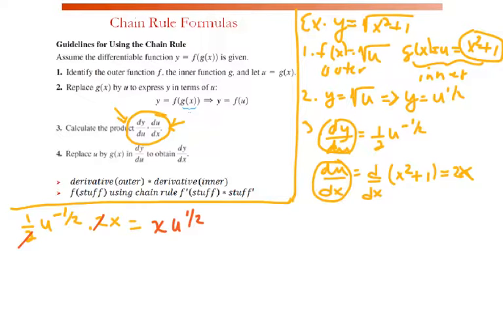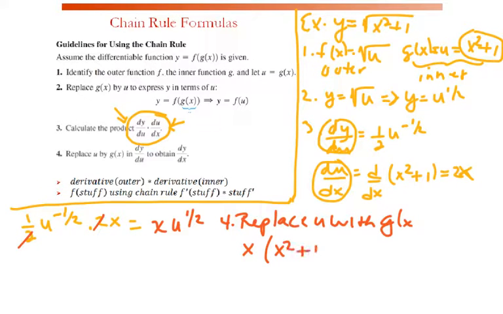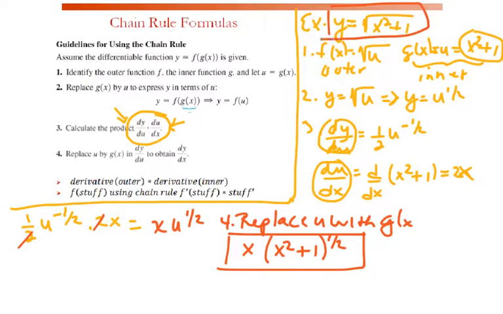So your last step now is to replace u with g of x. So the answer here is x times x squared plus 1 to the negative 1/2. And that is your answer using the chain rule of the derivative for the function y equals the root of x squared plus 1. I'm going to pause here.